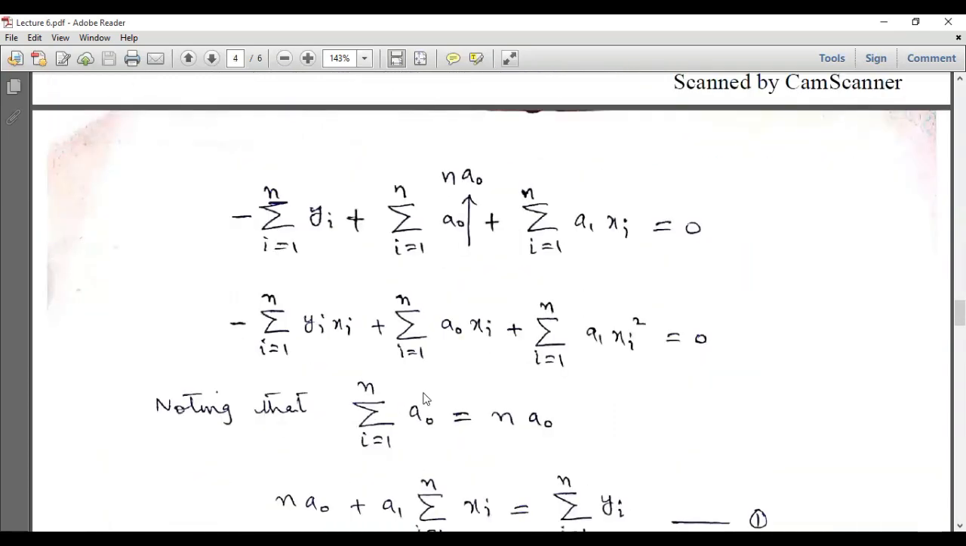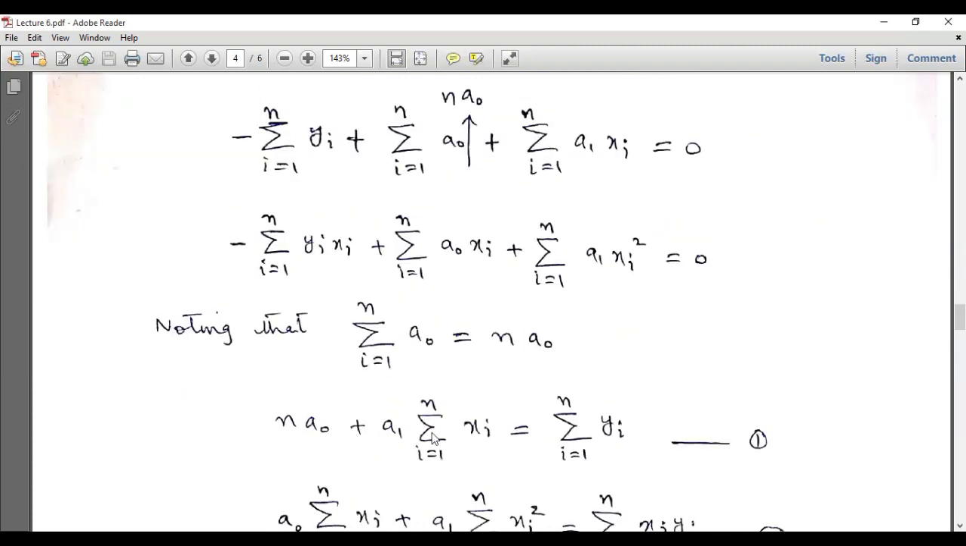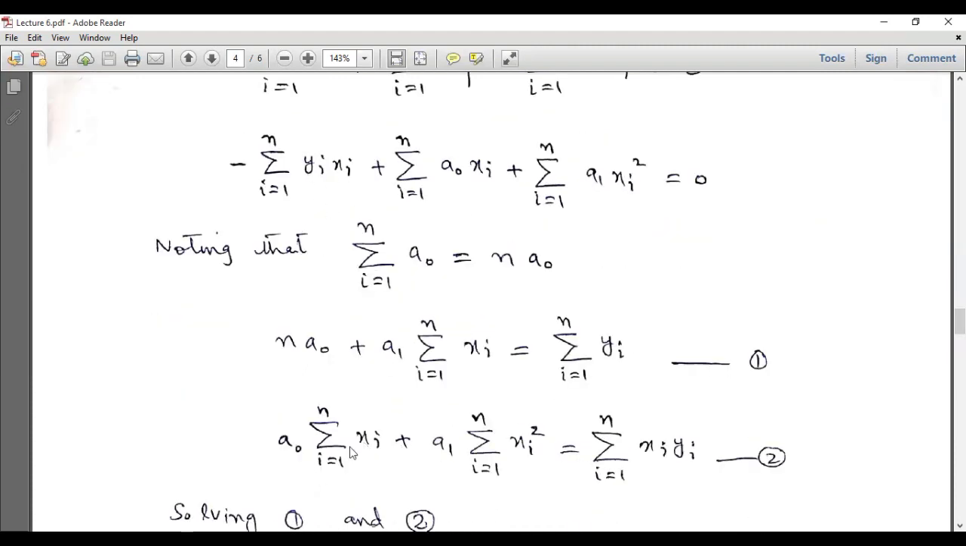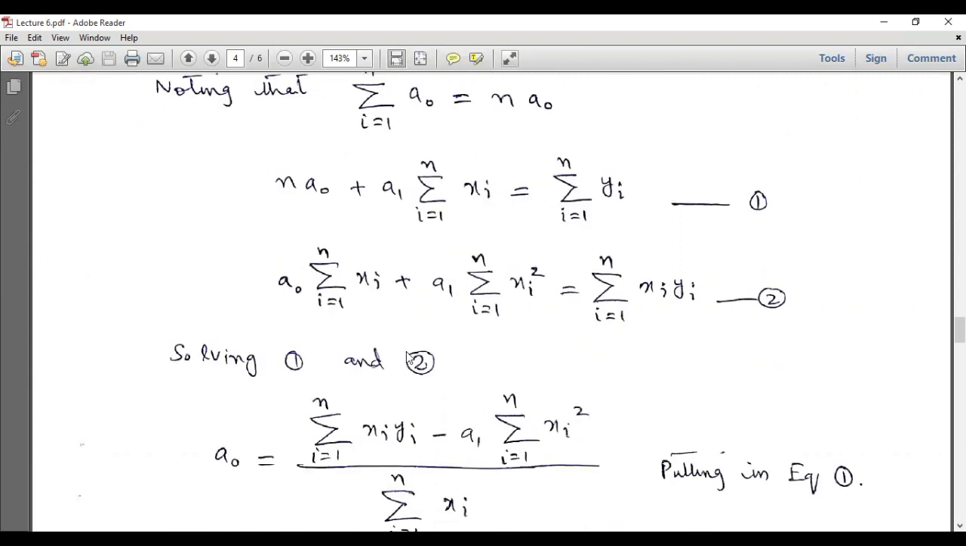So this is the simplified term, and here summation i equal to 1 to n of a naught is equal to n times a naught, because if we add a naught n times, then we will get n times a naught. And here we have two equations. This is the first equation after simplification and rearrangement, and this is the second equation after simplification and rearrangement.